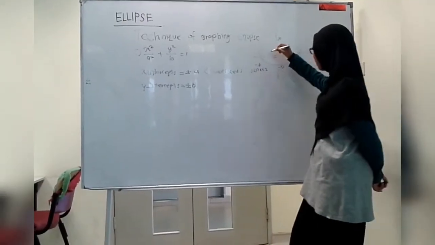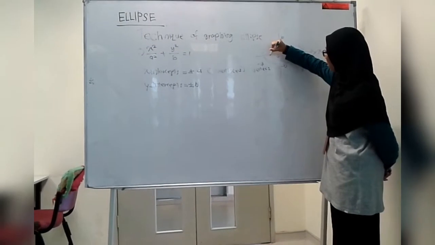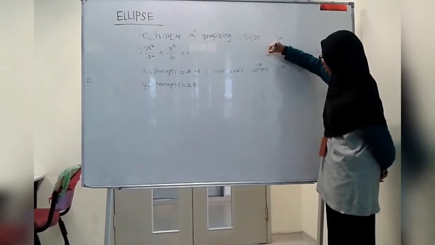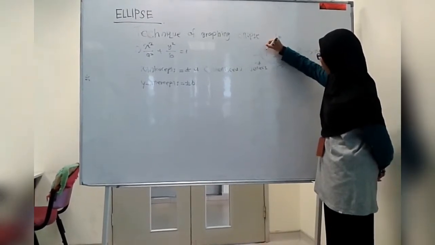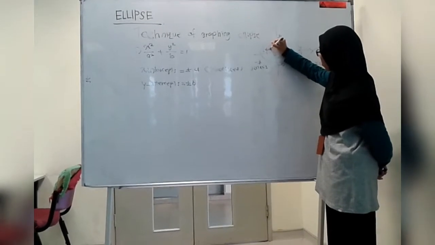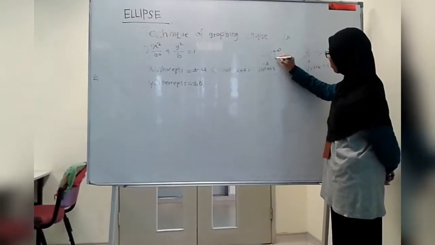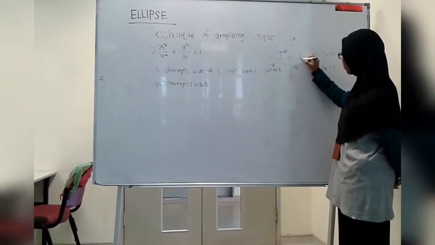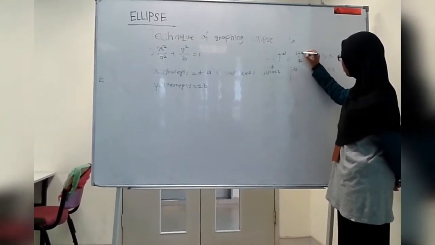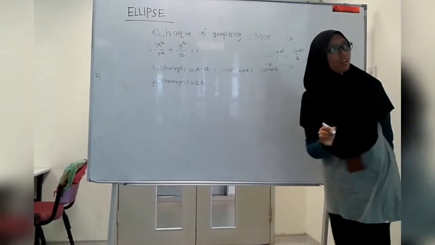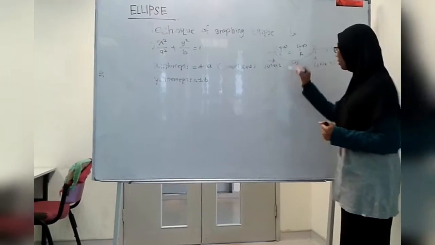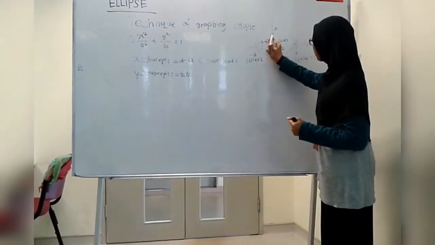To find the foci, they lie between the center and the vertex. The foci are here, with coordinates (negative c, 0) for focus 1, and then focus 2 is (c, 0). To find a, it is here.